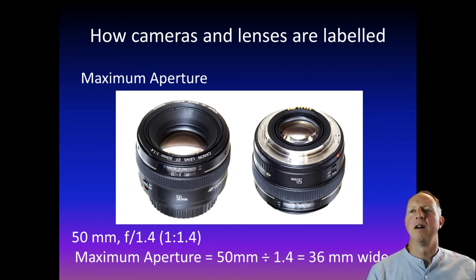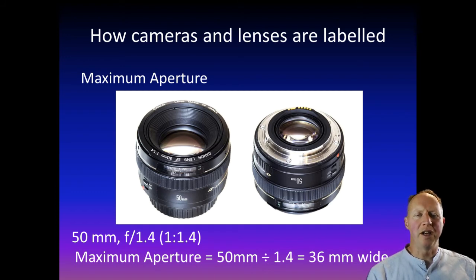Okay. Maximum aperture of a lens can be quite important. The maximum aperture, for example, of this lens is f1.4, and what that means, as a 50mm lens, is the widest gap it can have to let light through into it is 50mm divided by 1.4, which would be a 36mm gap to let light in.